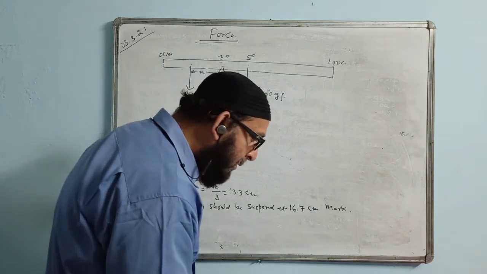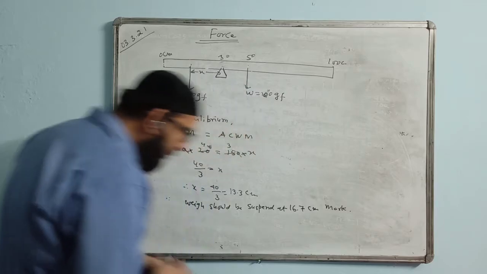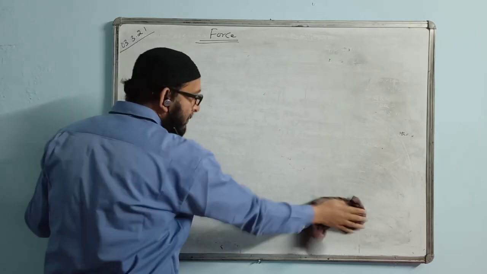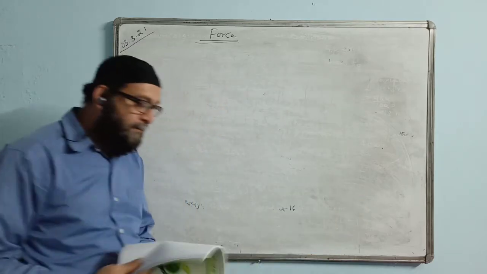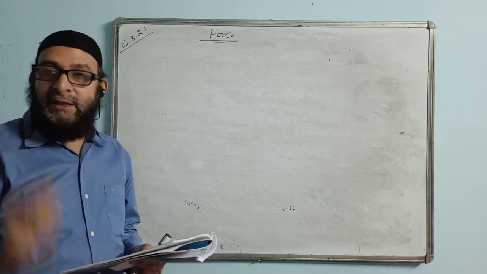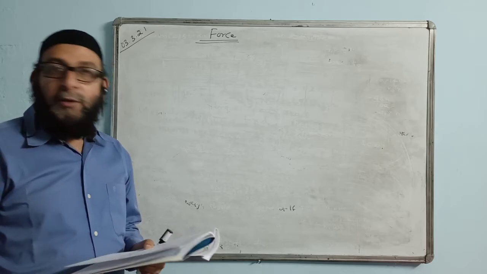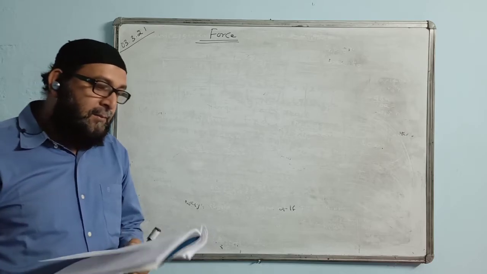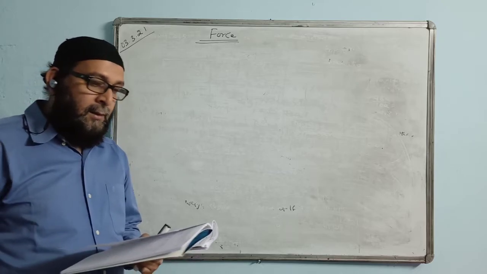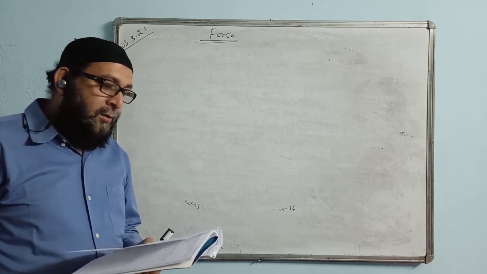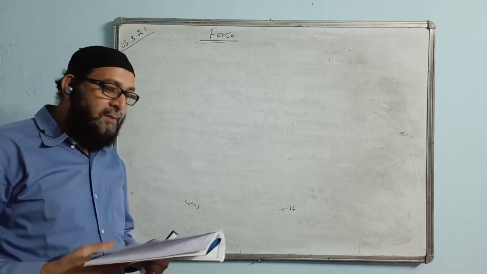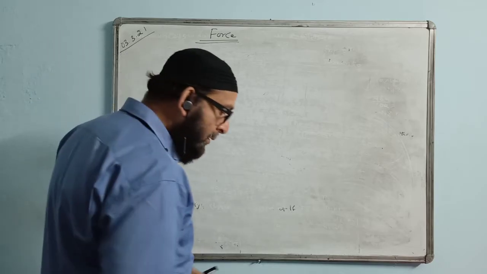Okay, now I am doing a different question. The question says a uniform meter rod is balanced at the 70 centimeter mark by suspending a weight of 50 GF at 40 centimeter and 200 GF at the 95 centimeter mark. Draw a diagram of this arrangement and calculate the weight of the ruler.